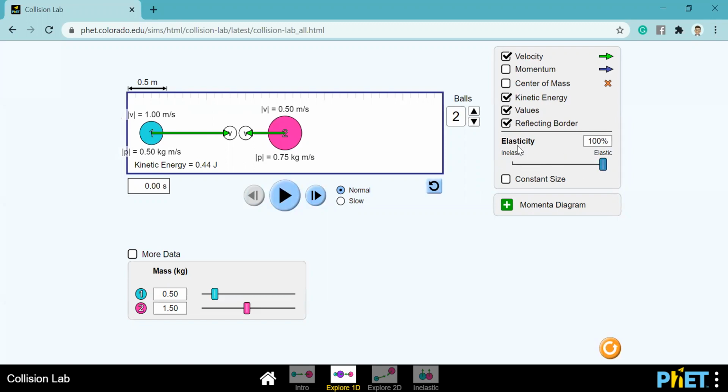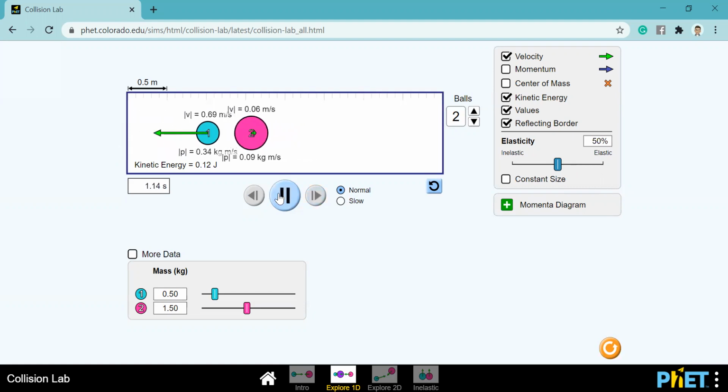So what if we change the elasticity of the collision? Let's say, let's make it 50%. What would happen with our velocity, momentum, and the kinetic energy? As we can see, the velocity and momentum change after the collision. And the kinetic energy also decreases from 0.44 joules to 0.12 joules.